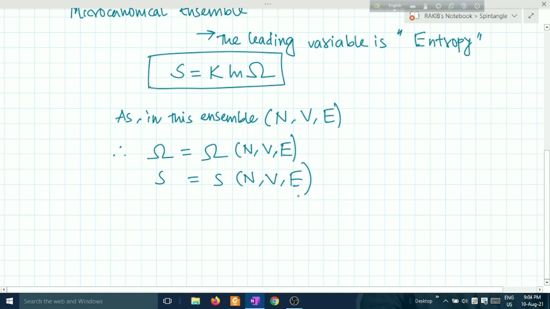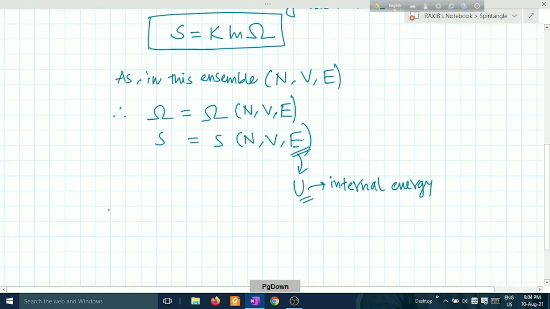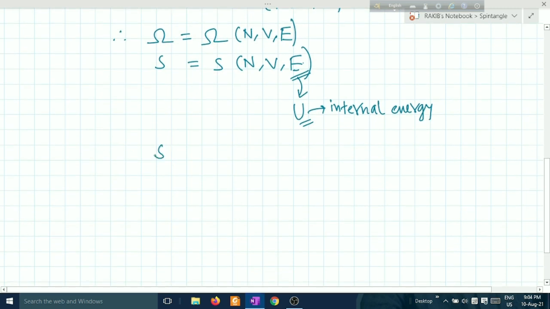In some books, this E is replaced by U, the internal energy. This is E for energy here, and U for internal energy. This means you may write this formula as S equals S(N, V, U).